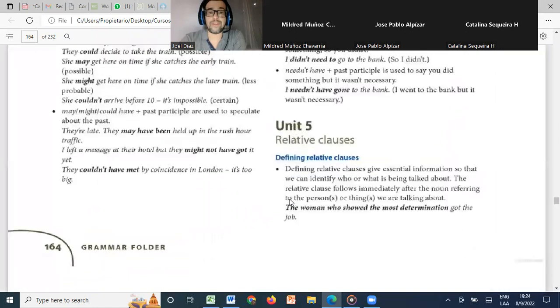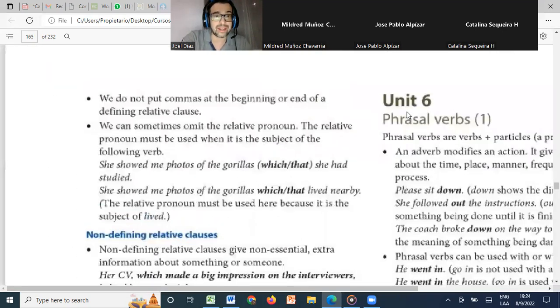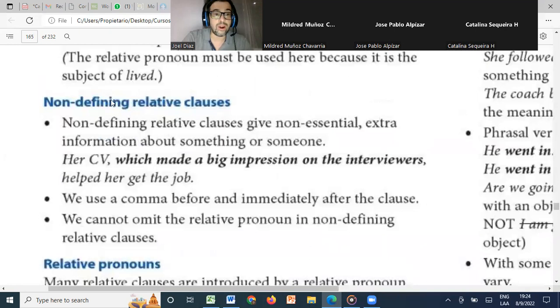Okay, for example, we have here the defining clauses. In this case, the woman who showed the most determination got the job. It doesn't have commas, so it gives me essential information. Okay, I know. But the one that has commas, for example this one, her curriculum, which made a big impression, helped her get the job. That's extra information. But the words which and who, I use them always. It's a matter of whether we have commas or not. If we have commas for things, we cannot use that.